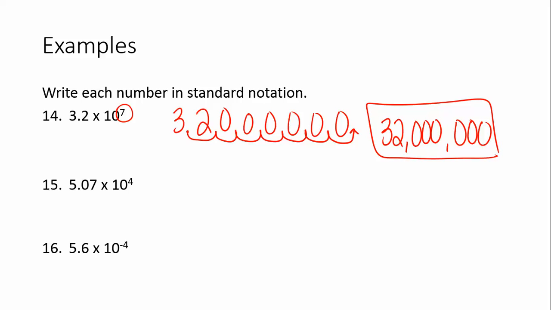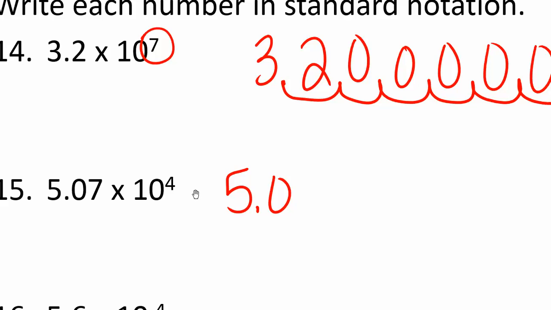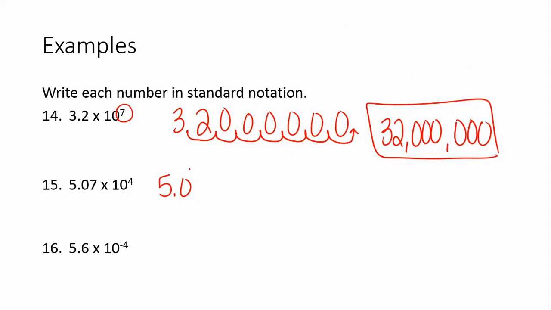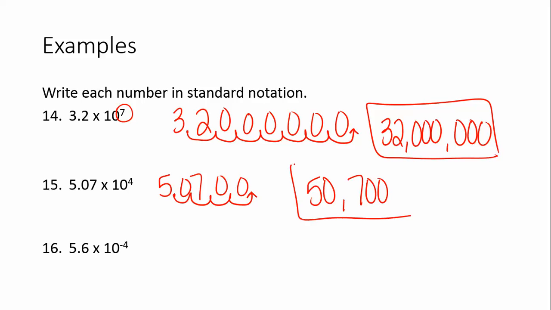Number 15, we have 5.07 times 10 to the 4th, which means we're moving the decimal place 4 times. And we're moving it to the right again because we're dealing with a positive exponent, so we're dealing with a large number. So we move it 4 places, 1, 2, 3, 4. We fill in 2 zeros, and we get 50,700.